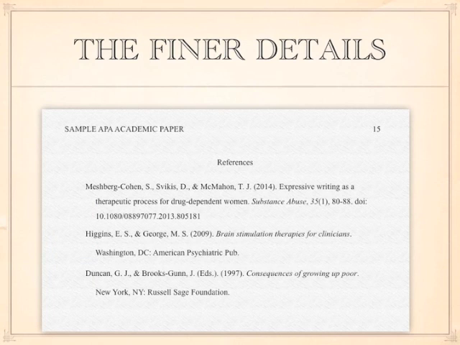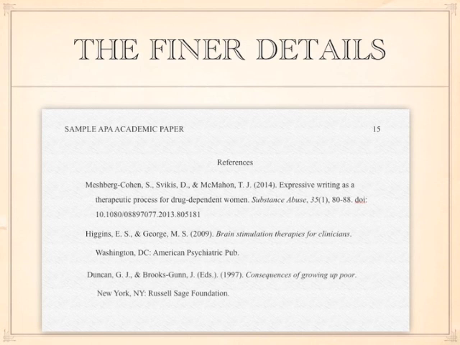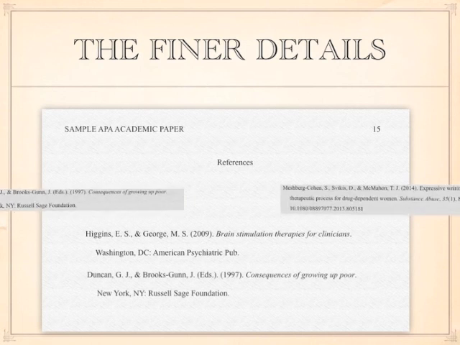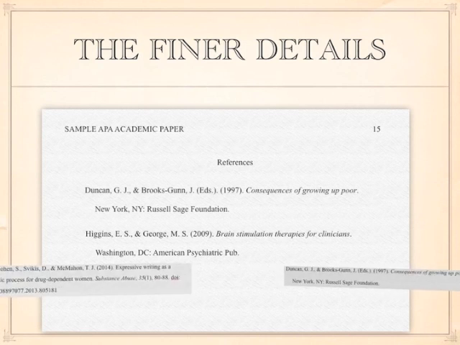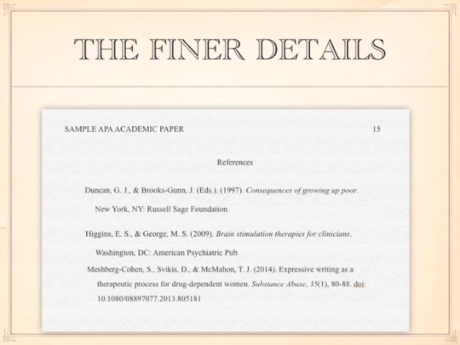But we do still have a problem here. We have Meshberg-Cohen, then we have Higgins, then we have Duncan. According to APA rules, we need to list them in alphabetical order. So we need to swap a few things out. Let's take Meshberg and move him and put Duncan in his place. And then we'll put Meshberg down here where he belongs. So we have Duncan, Higgins, then Meshberg-Cohen. That's the order you need.